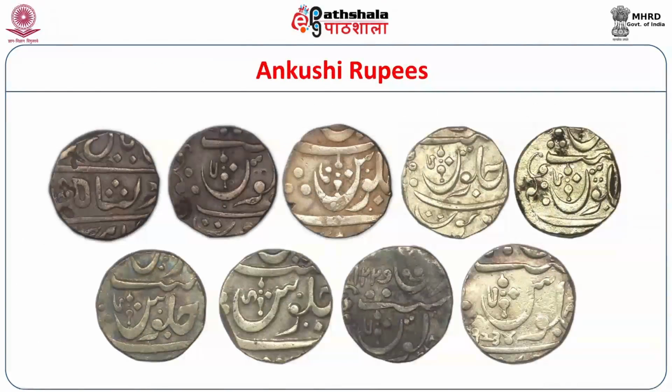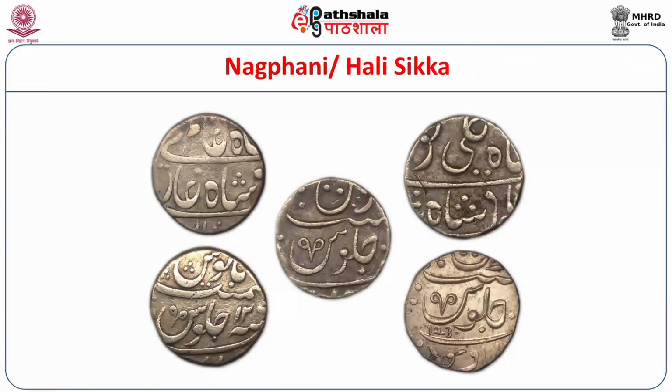So these are the examples of Ankushi rupees issued from various mints with the image of Ankush or Ganpati's trident on the reverse, elephant goad on the reverse, and also these modified mint symbols was adopted in Ahmedabad when the Marathas captured Ahmedabad under the Gaikwads. Then these are the Nagfani or Hali Sikkas. These were majorly issued from Pune, but also some other mints copied this style and mint mark.